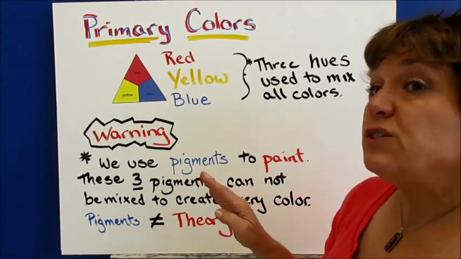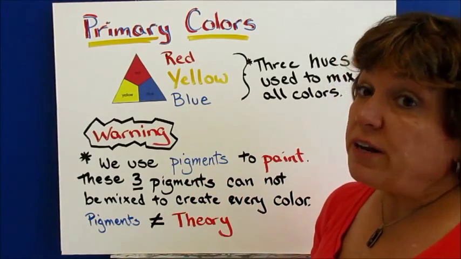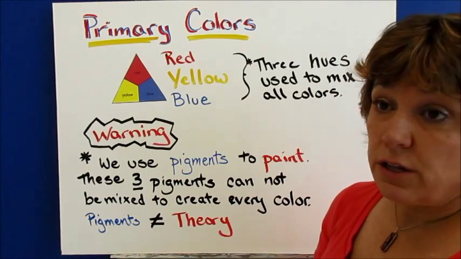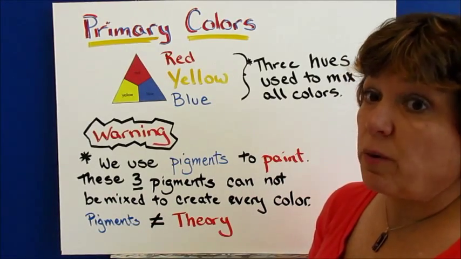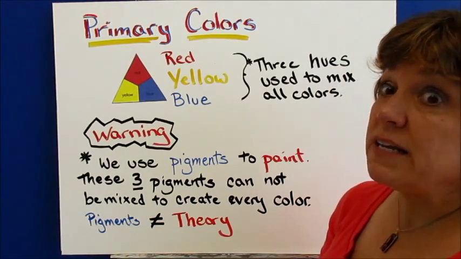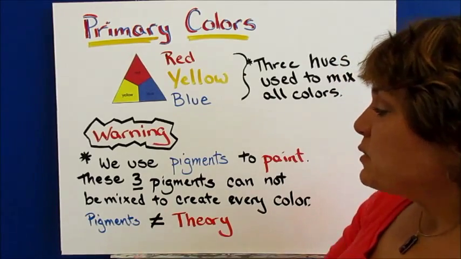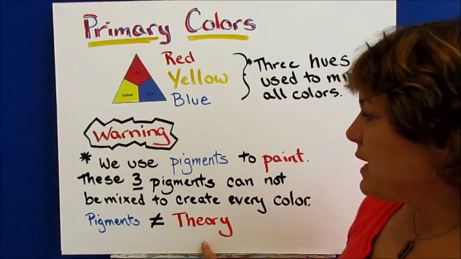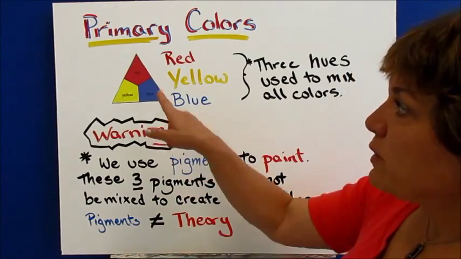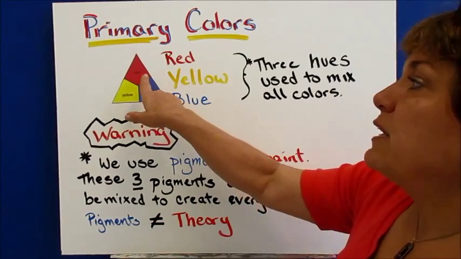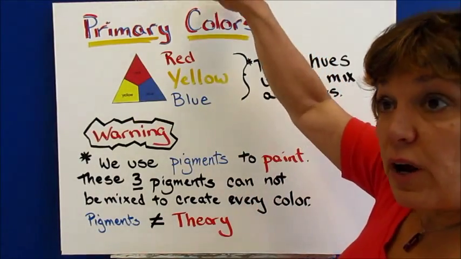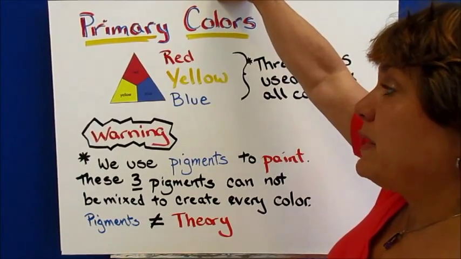Warning, these are pigments. In theory, red, yellow, and blue make all the colors. In reality, we can't make every color from any of the pigments that we paint with. Our pigments are not perfect, they are not theoretical, they're not exactly what they need to be. So pigments and color theory don't always match, but you can get some kind of green with blue and yellow, you can get some kind of purple, but you may not get what you think of as crayon purple with every base primary color.